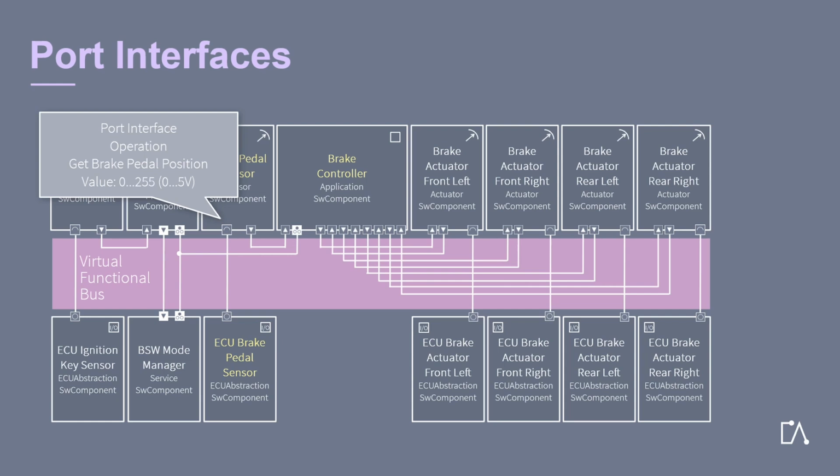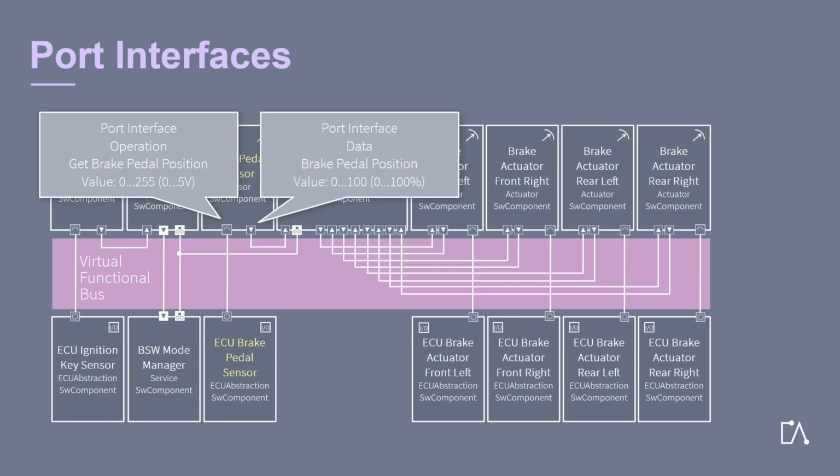The brake pedal sensor does its calculation and gives the output data to the brake controller, via this port. This one also has a port interface, which defines the data brake pedal position. The output data is a value between 0 and 100, which corresponds to a percentage of 0 to 100. Now the brake controller knows how strong the system is supposed to brake.